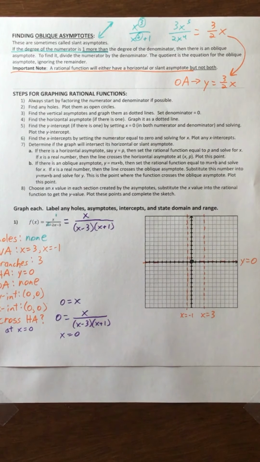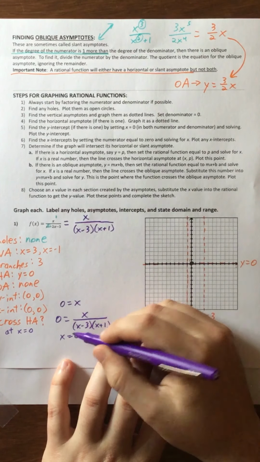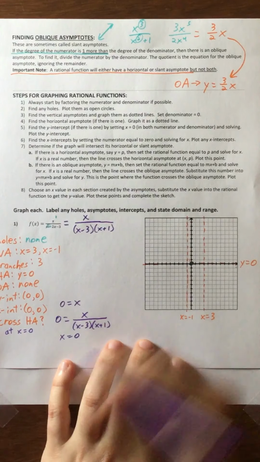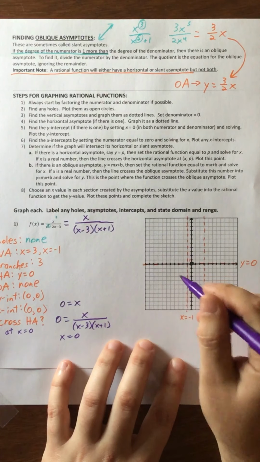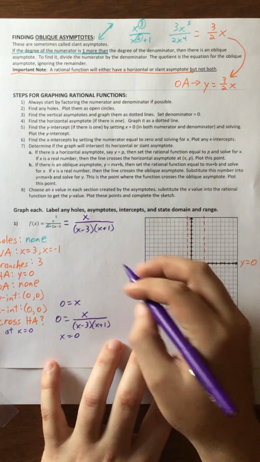Okay, now that's important because I know that it's not going to cross anywhere else, otherwise it would have just come up. So the last thing we've got to do is pick some points in each of the 3 sections, just so we have an idea of what this graph looks like. And you'll have a calculator to do this.